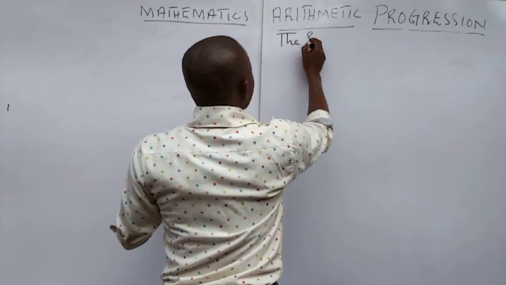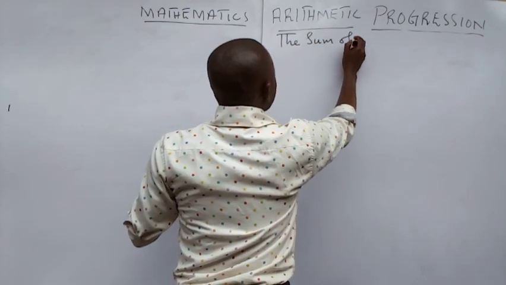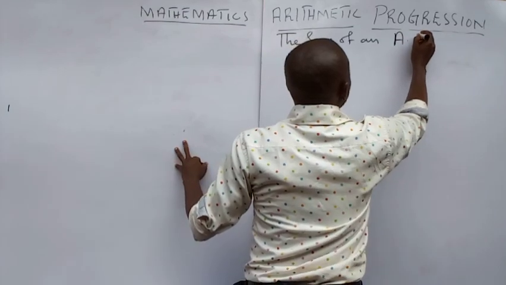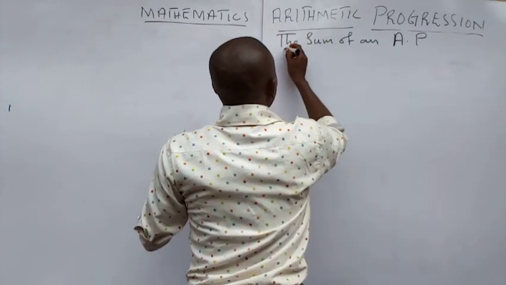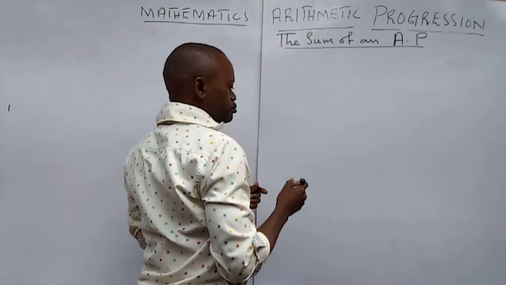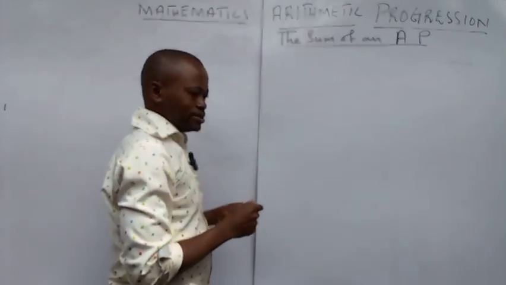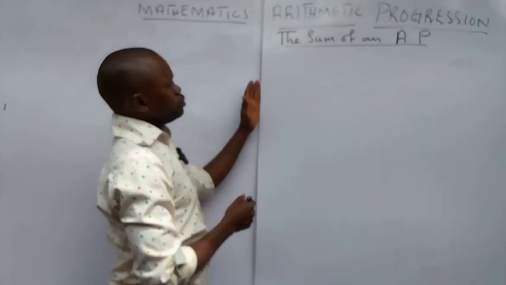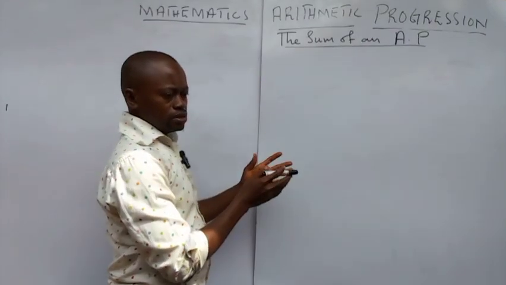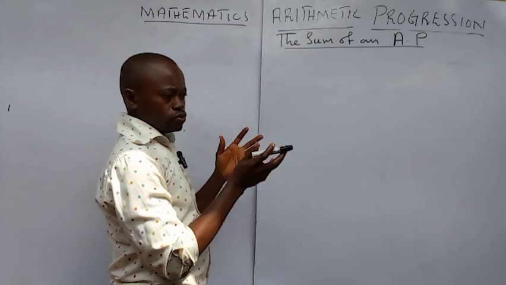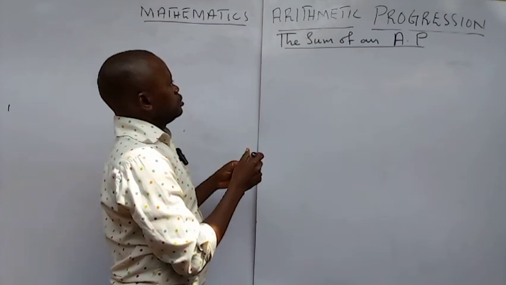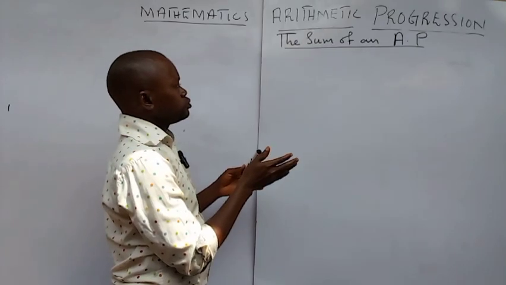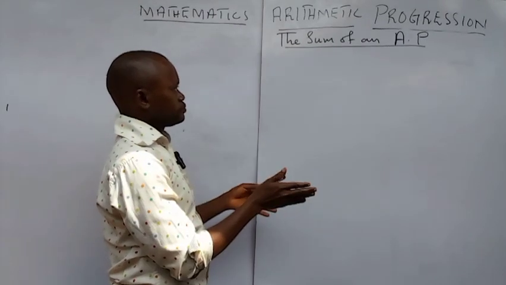The sum of an AP, that is arithmetic progression. This should be our class 10 in arithmetic progression. So if you've not been in the other classes, please check out what we did in those classes. Now we have in the previous classes been able to get some understanding.